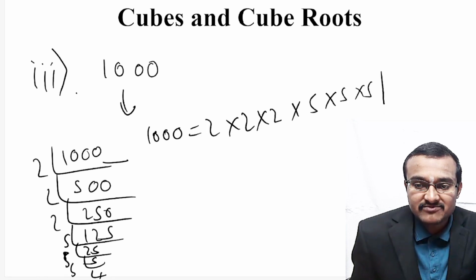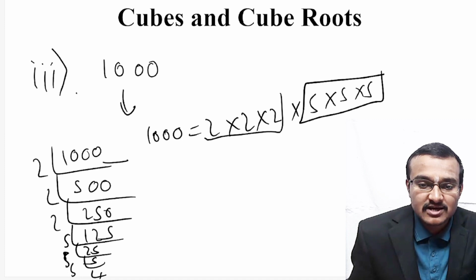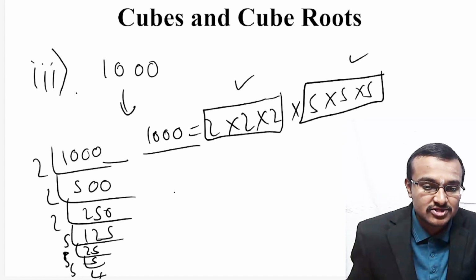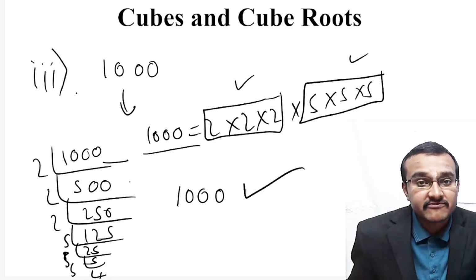So that means here 5, 5, 5 are getting grouped with each other. 2, 2, 2 are getting grouped with each other. That means there is no left-alone number here. So 1000 is actually a perfect cube.